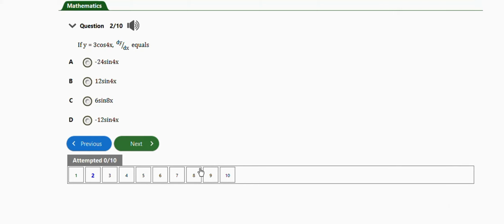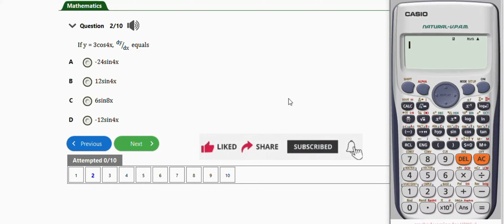So this is the next question. It says if y equals 3 cos 4x, find dy over dx. We are asked to find the derivative of this function. So this is a tricky function. Let's bring a calculator and solve this. As usual, we don't need to reset the calculator. I'm still going to work with the settings that we gave the calculator, so the 2 is still stored in radian.